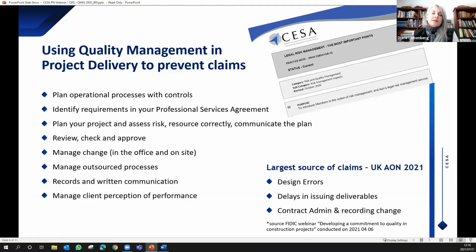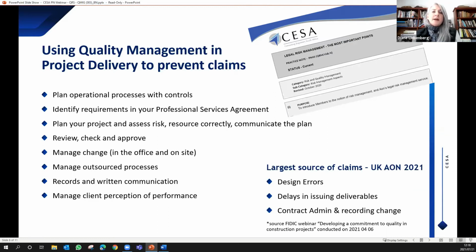So the first point is plan operational processes with controls. Identify steps in project delivery and ensure that certain controls and gates or approval stages have been identified. By having a standardized way of delivering your project, you also ensure staff can quickly be trained up and they know exactly what they should be doing within your organization.